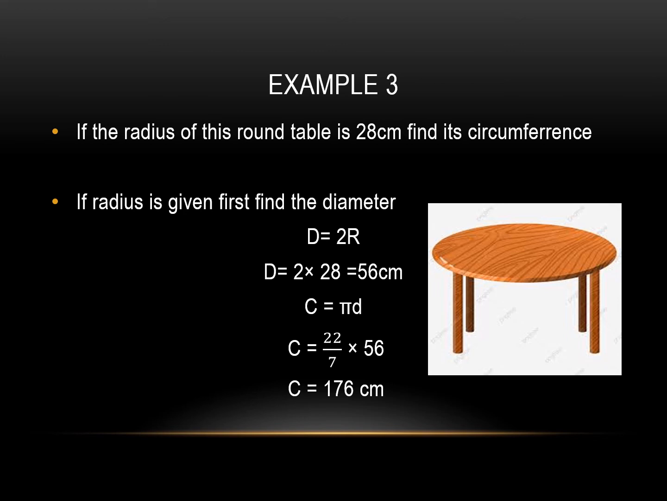Now you may have a doubt. What will happen if I use 3.14? Then also you will get the same answer. 3.14 into 56 also you will get the answer as 176 as approximated. But the calculation is little difficult. You have to write 3.14 and multiply it with 56. On the other hand, if you use 22 upon 7, it is easier. That is the only difference. You can use either 22 upon 7 or 3.14. Whenever diameter is a multiple of 7, it is better to use 22 upon 7.